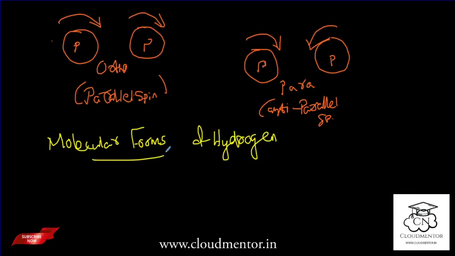Molecular forms of hydrogen: due to its high reactivity, protium or hydrogen combines with its own atoms or with the atoms of isotopes and exists in molecular forms as H2, or D2, or... Oh sorry, the two will be here. It is diatomic.